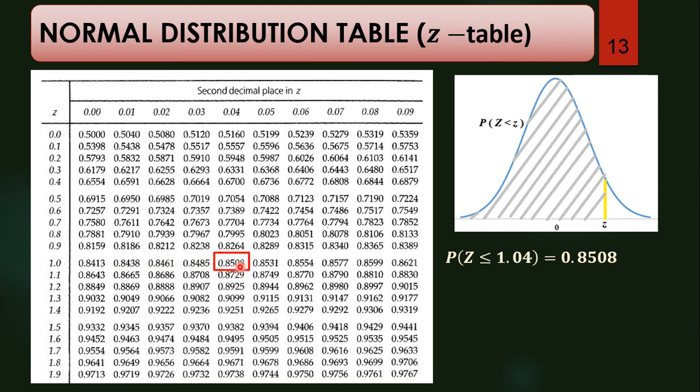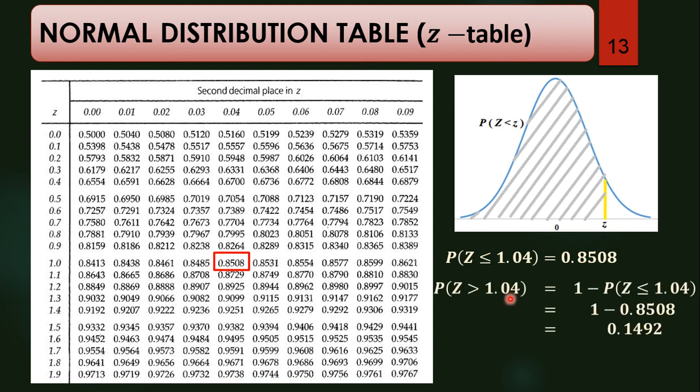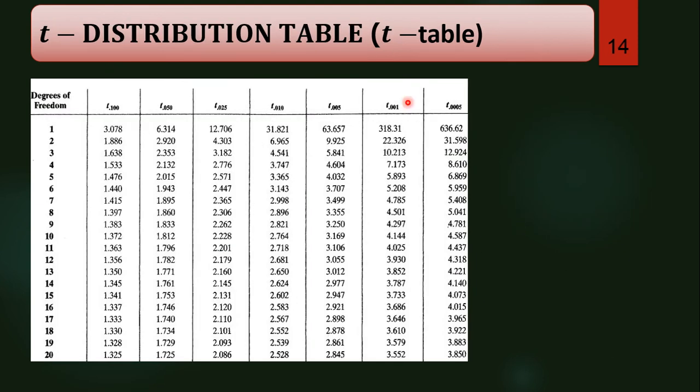So it will give you equal to 0.8508. But if, let's say, the question is asking for the more than, meaning to say that we need to use the complement part, which is 1 minus less than, which will give you equal to 0.1492. It's quite different from the T distribution table, or we call it the T table.